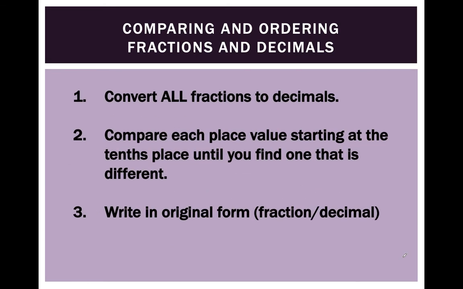Okay, so now we're going to use all of that to help us compare and order fractions and decimals. My favorite suggestion for how to do this is to convert all fractions to decimals, which is a little bit easier than the opposite, converting decimals to fractions. I think it takes less time. If you have a calculator, all you need to do is divide the numerator by the denominator. So step 1, convert all fractions to decimals. Step 2, compare each place value starting at the tenths place until you find one that is different. And then if you are rewriting them, write them in their original form. So if you changed a fraction to a decimal, write it back in its fraction form in your final answer.